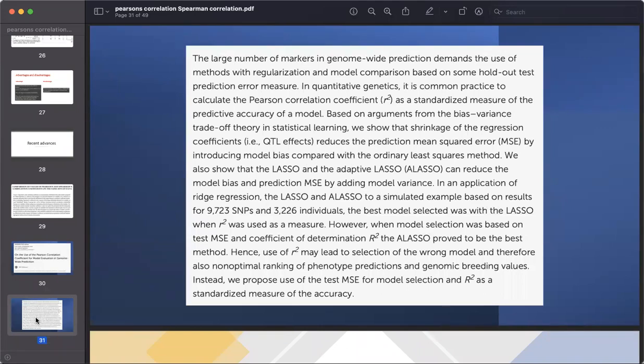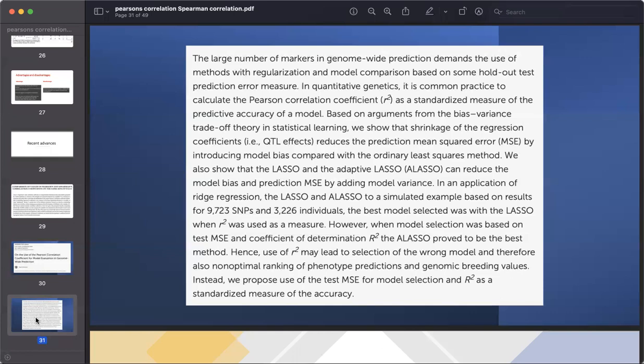of the regression coefficient reduces the prediction mean squared error by introducing model bias compared with the ordinary least squares method. We also show the lasso and the adaptive lasso can reduce the model bias prediction MSE by adding model variance. In an application of ridge regression, the lasso and adaptive lasso to a simulated example based on results for 9,723 SNPs and 3,226 individuals, the best model selected was the lasso when R square was used as a measure.